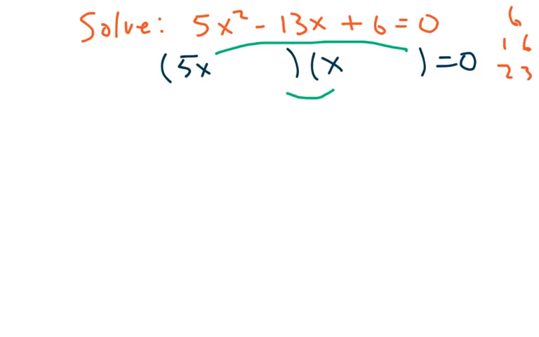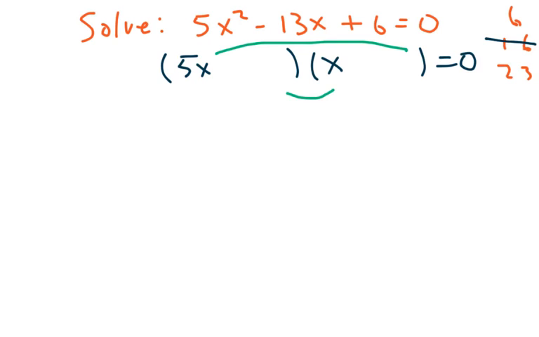Okay, let's try a 6 and a 1. That's a possibility, a 6 and a 1. Now I've got 5x multiplied by 1 is 5x, and 6 multiplied by x is 6x. 5x and 6x, again, it's only 11x. That's not 13x. I can't do anything with those. So it's not a 6 and a 1. So therefore, it must be a 2 and a 3.